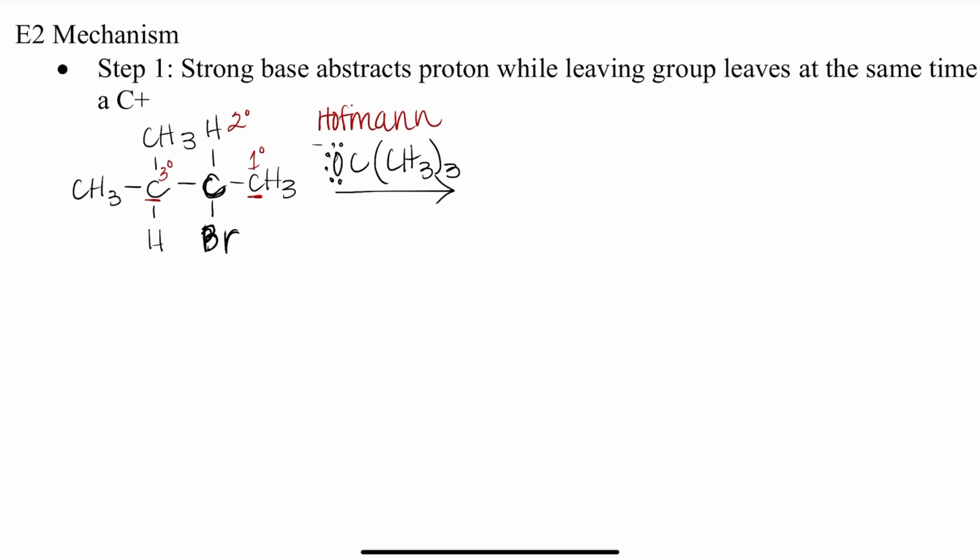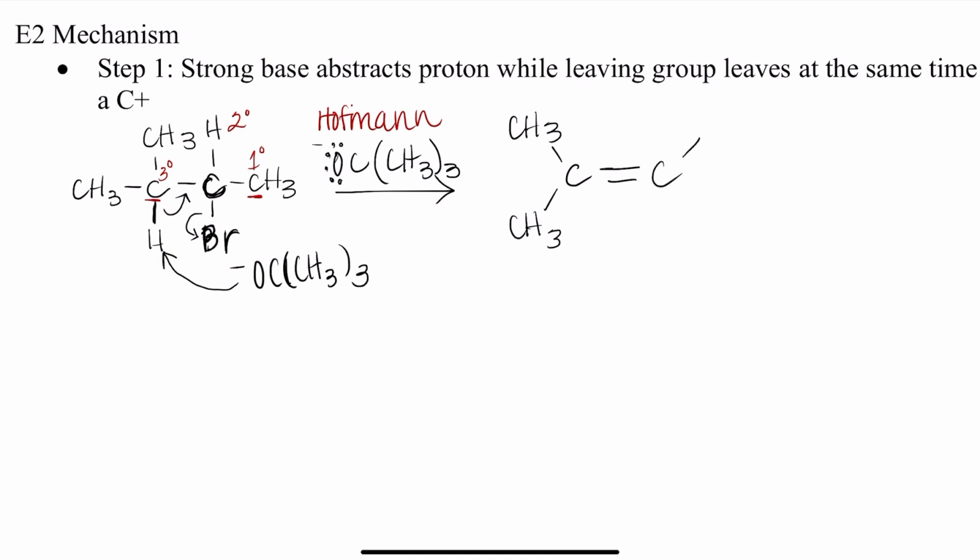So if I were to abstract the hydrogen from our tertiary carbon, the bond between our carbon and hydrogen is going to fold between our two carbons to make a double bond. And then at the same time, our leaving group is going to leave. So whenever we do this, I'm left with two methyl groups on the left side of my double bond, and on the right side of my double bond, I'm left with a hydrogen and a methyl group. So this right here would be a trisubstituted final product.